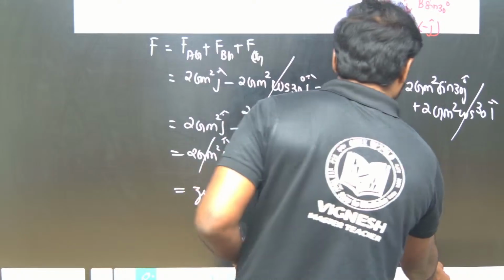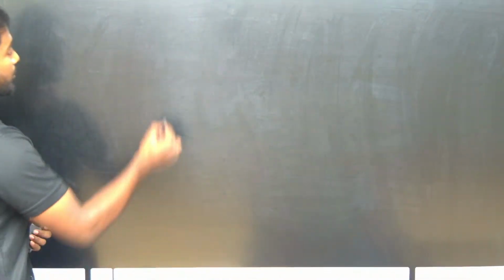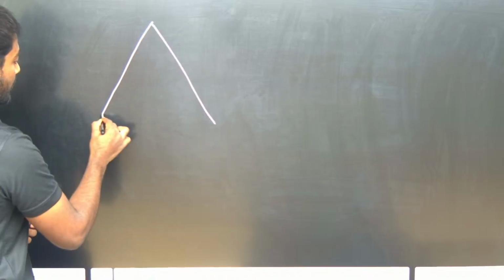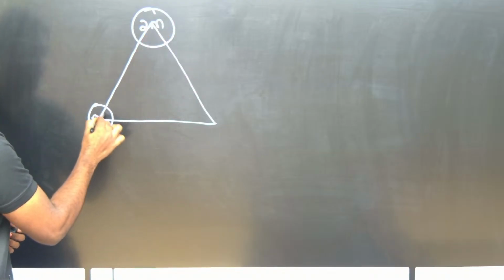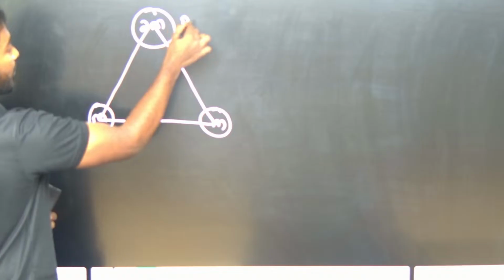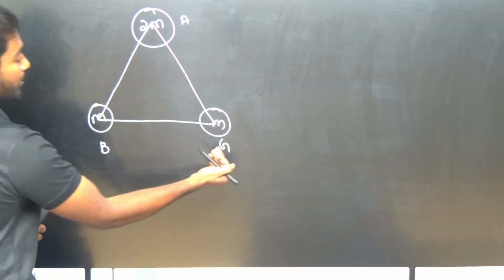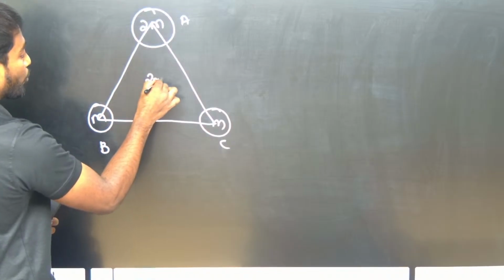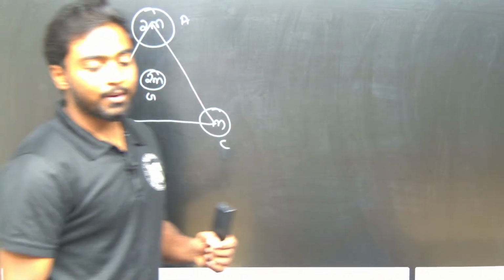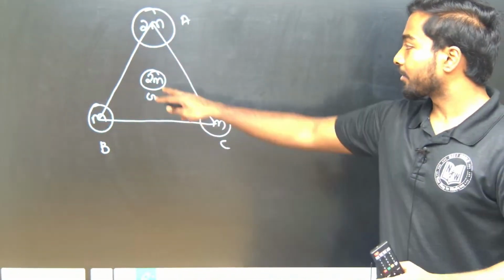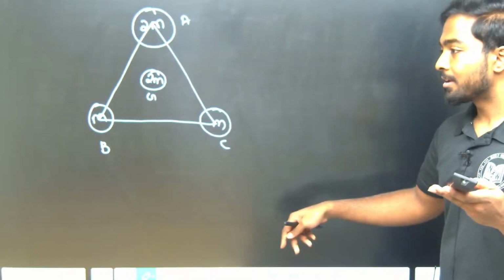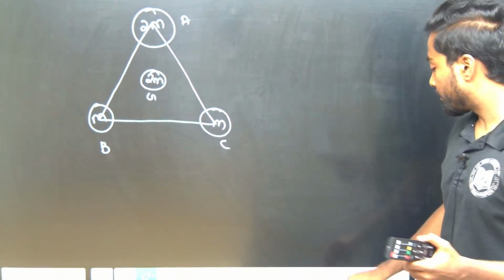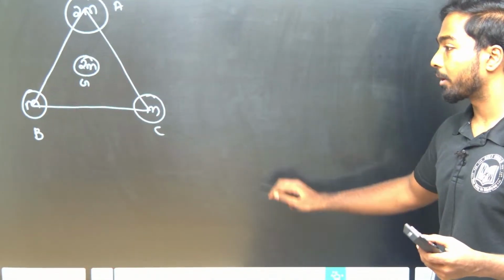Okay, now the same question, when they mention this object will become 2m, and again this one will be m only, and this one will be m only. So this is A, B, sorry, C, and this is G. This is 2m. So one thing we can understand: when the objects have the same mass, the forces acting on the centroid will be 0. When they have different masses, the force will not be equal to 0. So now I need to calculate what is the force acting over here.